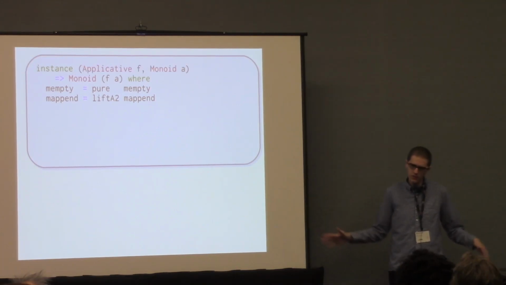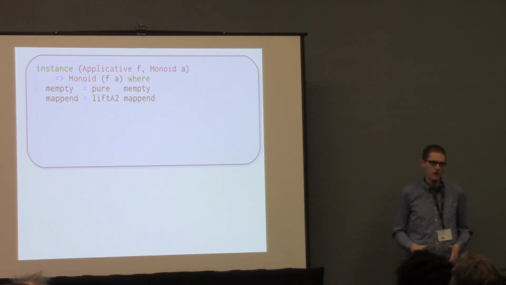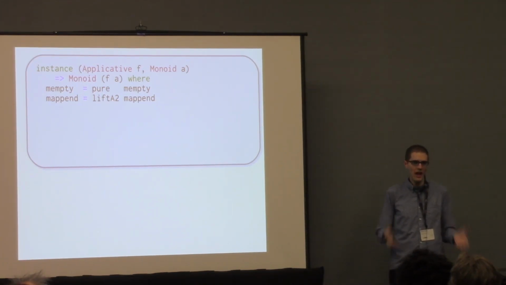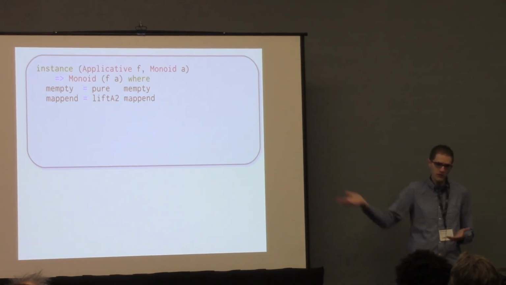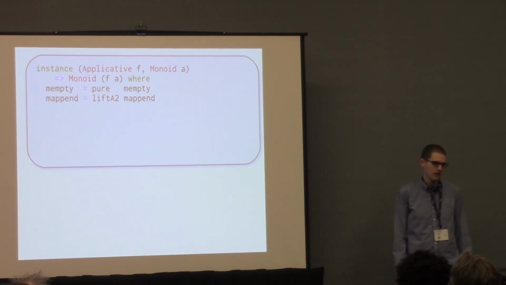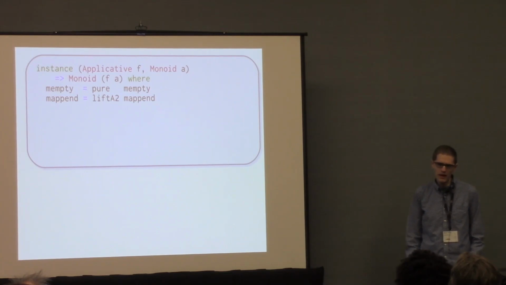So all those instances basically share this kind of pattern. You have some Applicative f, Monoid a, and then you can come up with a Monoid for f a by using the code below. And this is a thing that you can define, and it works okay in isolation, but when you start adding more stuff into your Haskell universe, then it kind of topples over.